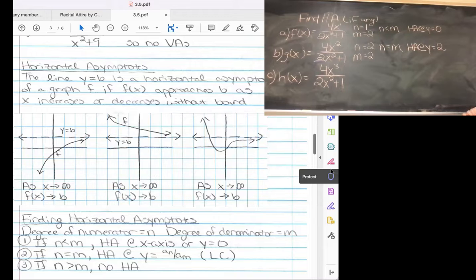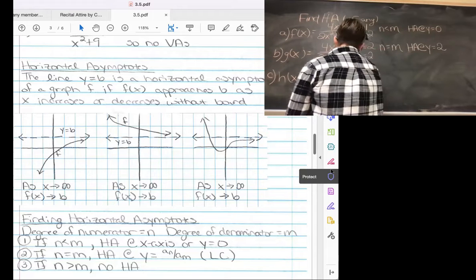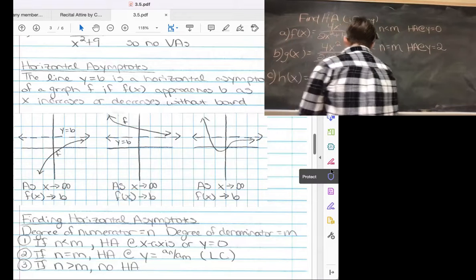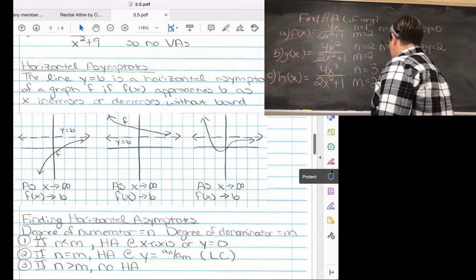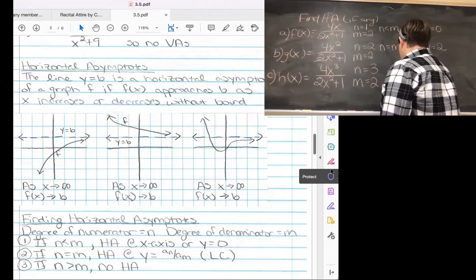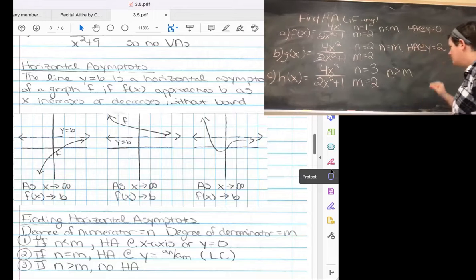Our last example is h of x equals 4x to the third over 2x squared plus 1. So I need to know the degree of my top and the degree of my bottom. The degree of my top is 3, and the degree of my bottom is 2. So that means my top has a greater degree than my bottom, which tells me I have no horizontal asymptotes. If my top is greater than my bottom, then there's no horizontal asymptotes at all. So that's how you find those.